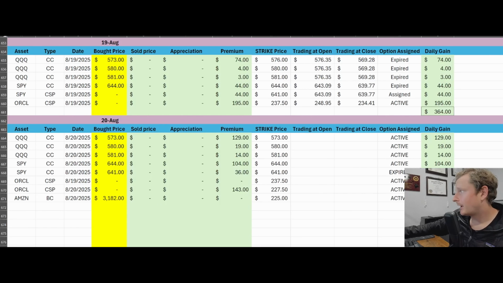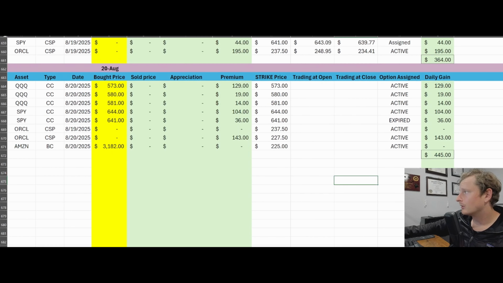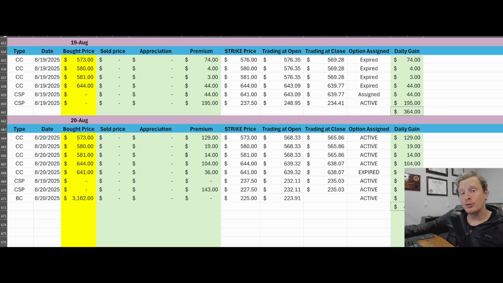All right, guys, let's dive into some of these numbers for August 20th. Going into August 20th, I had 300 shares of the QQQ, 200 shares of SPY, and then I had some money available for some cash secured puts. And then I also had a cash secured put on Oracle from the previous day. So let's dive into it.